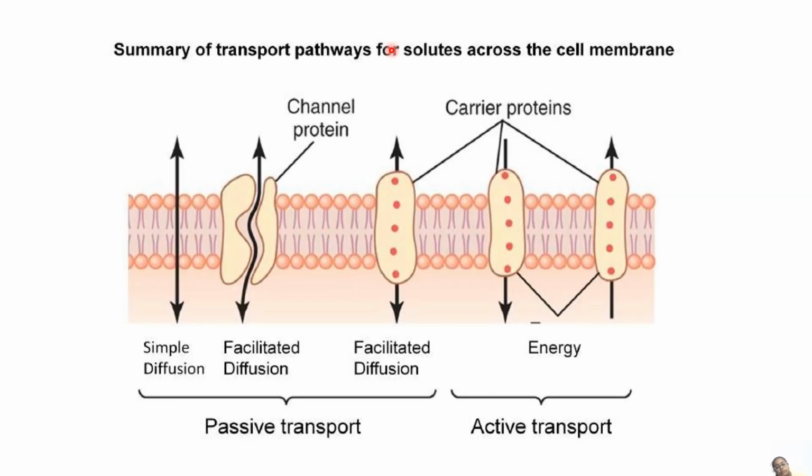This slide is to summarize the transport pathways that we are talking about for solutes across the cell membrane. So we either have simple diffusion, no requirement of any channels or transporters, or we have facilitated diffusion, which requires a channel protein, or carrier protein facilitated diffusion, or carrier proteins that will make use of energy. That will then be termed active transport, because now they are making use of energy.